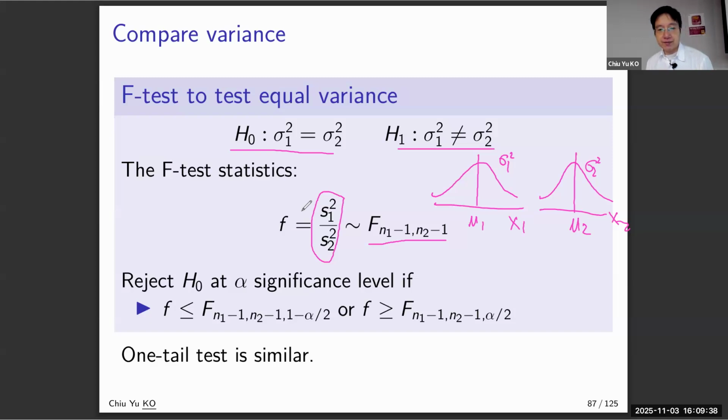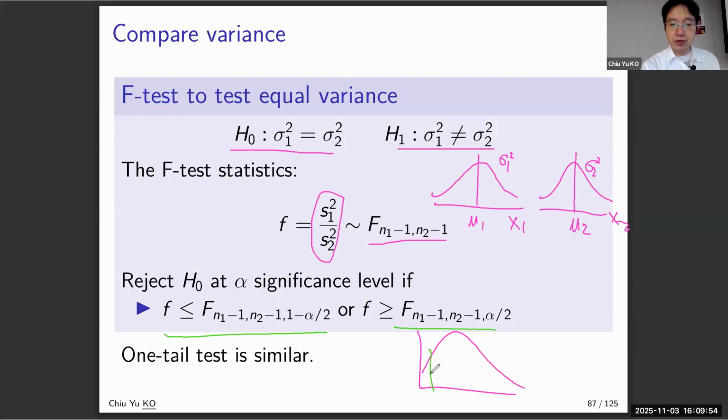And remember, this F is always positive, and the F would also often look like this style. And again, this is a two-tail test here. So you would reject if alpha over 2 on this side, alpha over 2 on that side. So it's a two-tail test here. If you don't know which one is larger, it's a two-tail test.